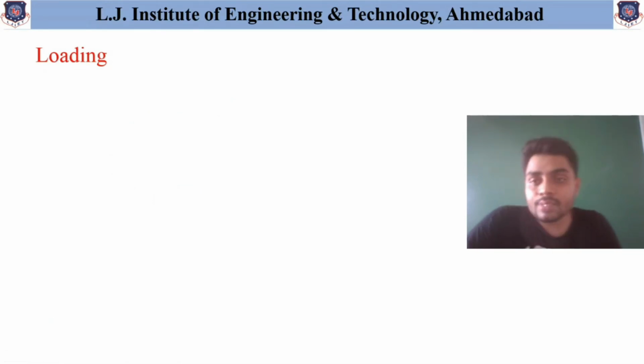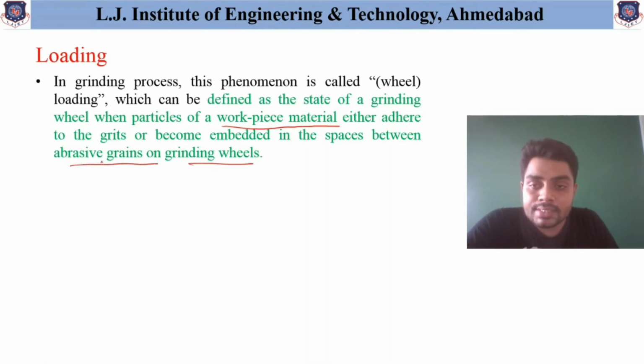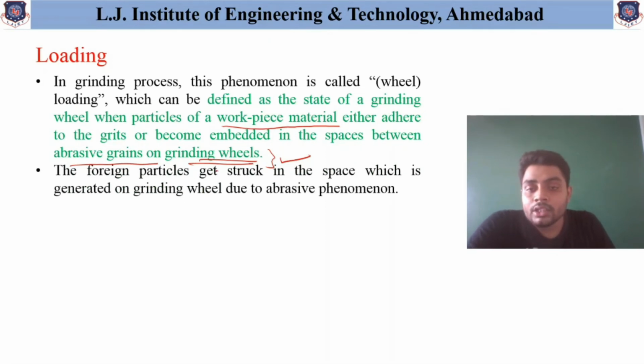So if we simply summarize, loading is defined as the state of a grinding wheel when particles of workpiece material, keep this word in mind, either adhere to the grits or become embedded in the space between abrasive grains on the grinding wheel. This particular phenomenon is called loading. And due to the accumulation of these foreign particles in the space between these abrasive particles, this may result in the deterioration of the surface finish obtained by using this particular grinding wheel.